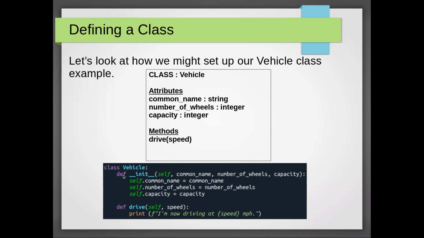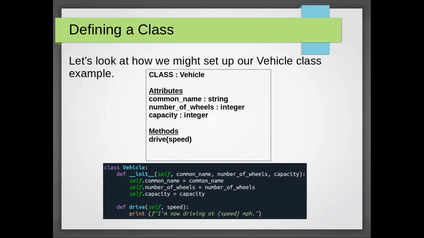So the first thing we need to do is define the constructor using our dunder init method. And into that constructor, I need to pass in anything that I'm going to need when I set it up. So when I say I want a new vehicle, here's the information I need. In this case, it's going to be the name, the number of wheels, and the capacity. So these are the things that the constructor is going to need to take as inputs, as well as the self keyword. So common name, number of wheels, and capacity.